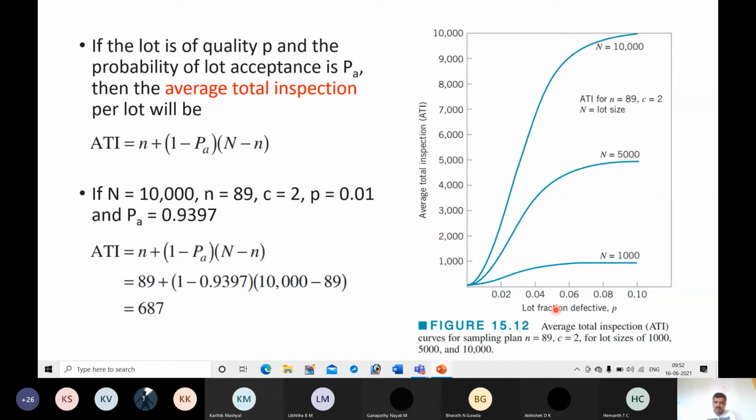Average total inspection versus lot fraction defective. For that also you can draw curves, and we are going to get curves like this. If the number of defectives are more, the total number of inspections you need to perform will also be more, because if there are more defectives in the lot, there will be more rejection. Then you need to implement rectifying sampling for those lots. Then obviously, average total inspection will also increase.